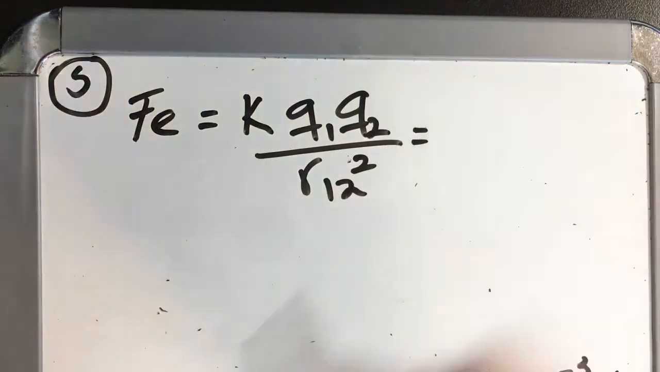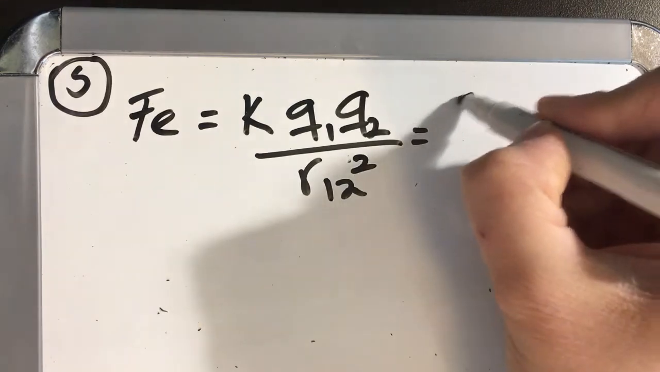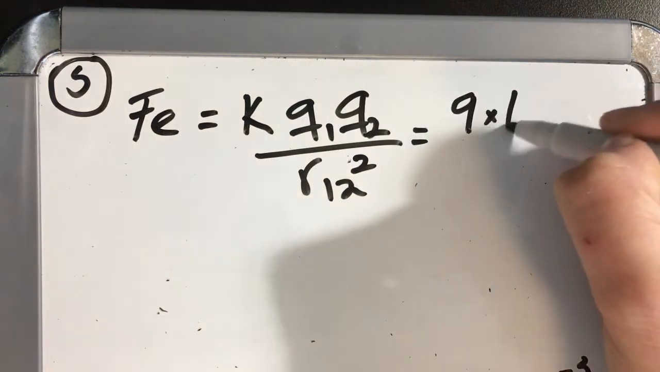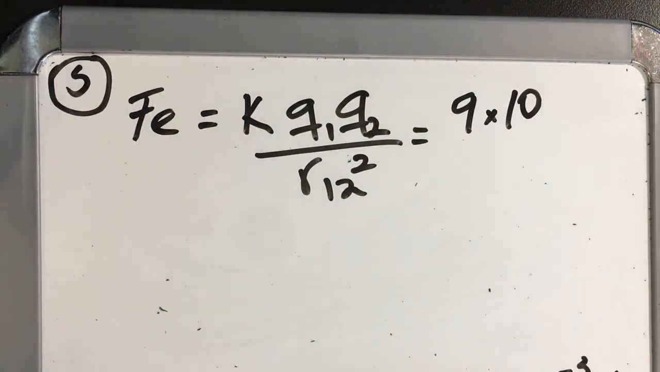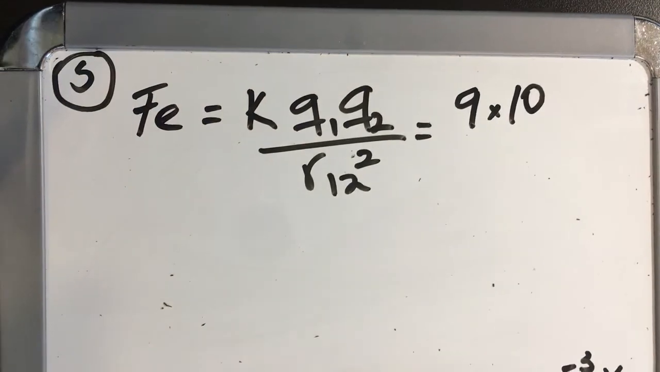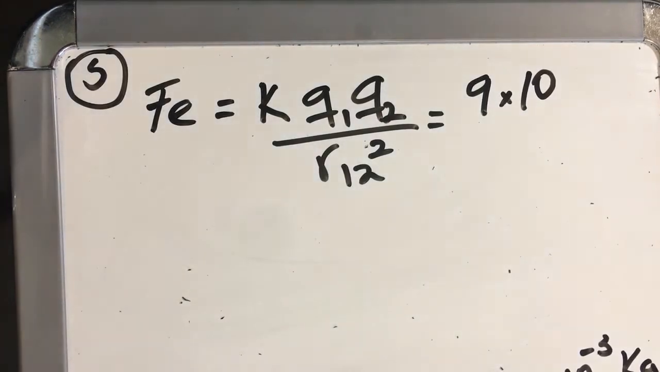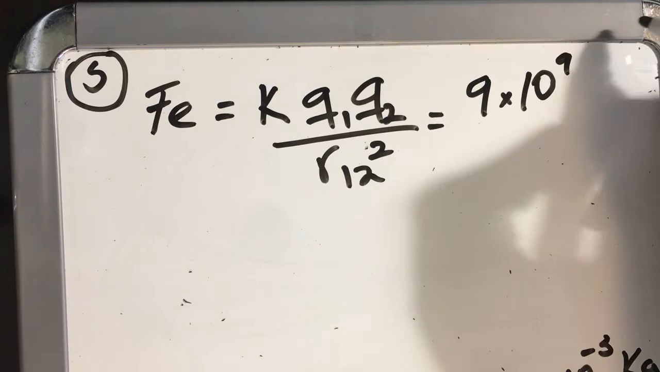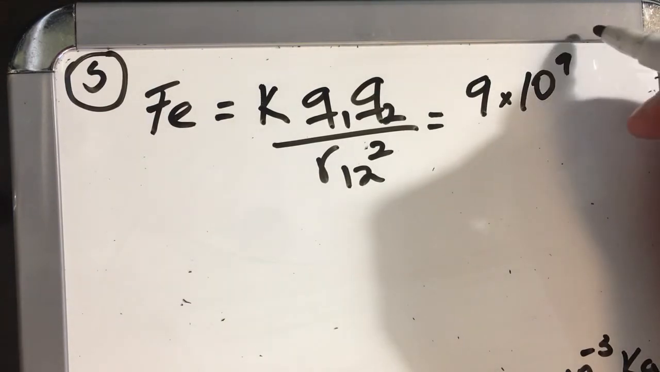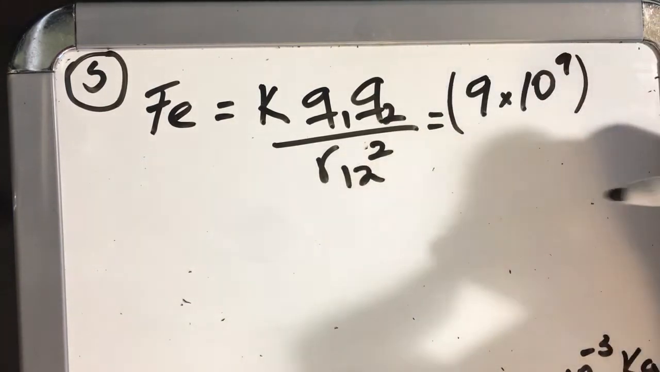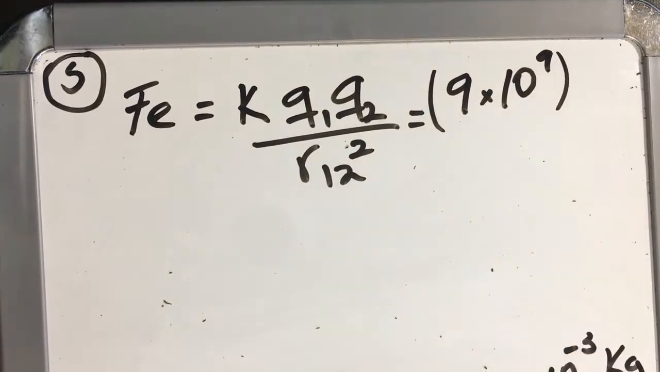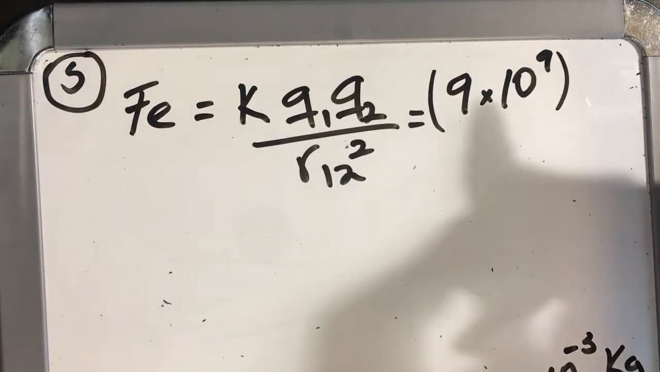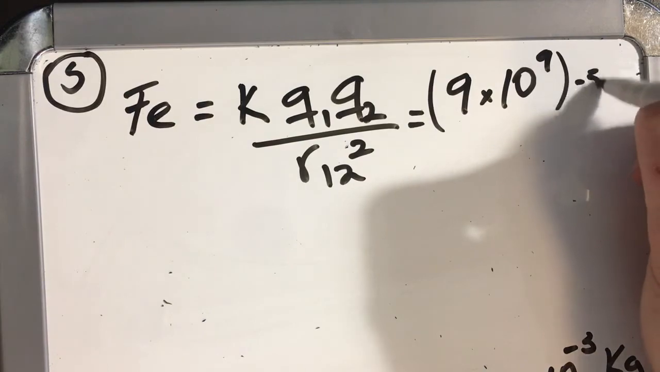And if we go and plug in the numbers, this is going to be equal to K, which is 9 times 10 to the 9. No, 10 to the 9, not 10 to the minus 9. This is 9 times 10 to the 9. And then this is going to be multiplying minus 50.